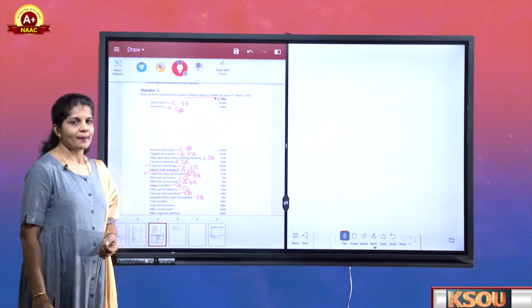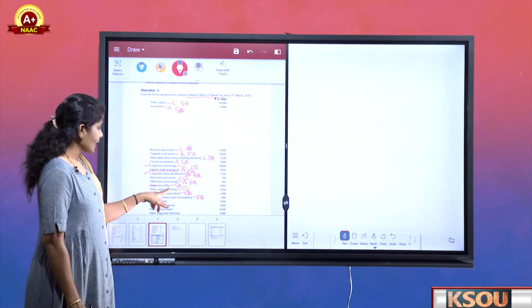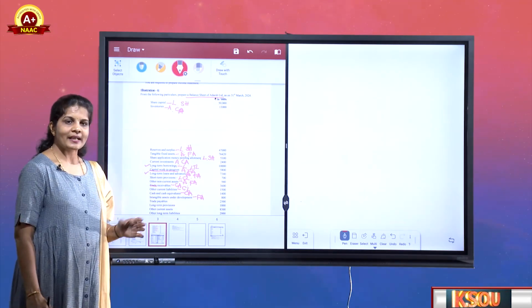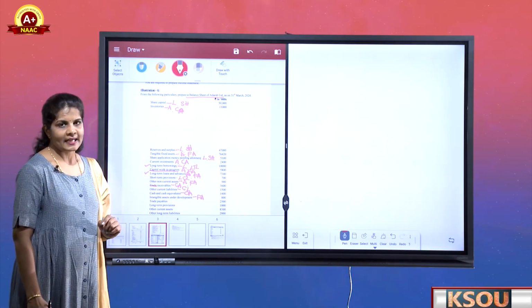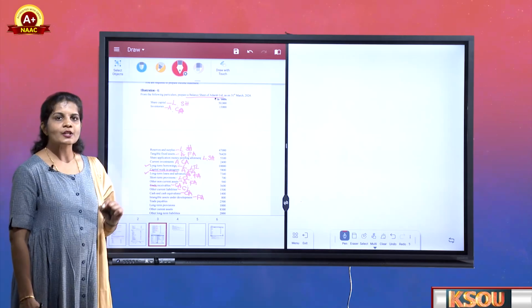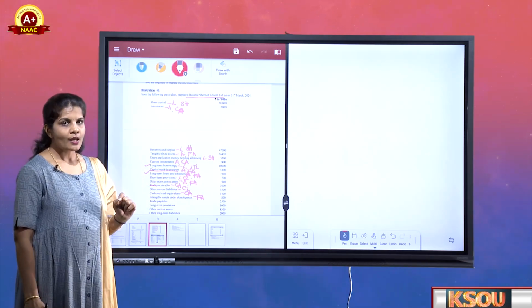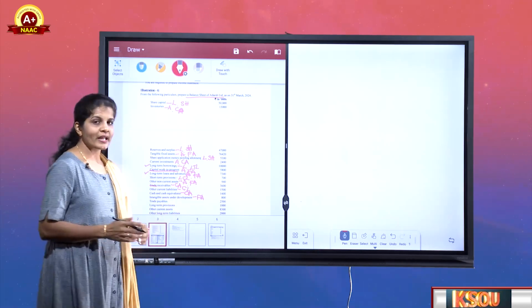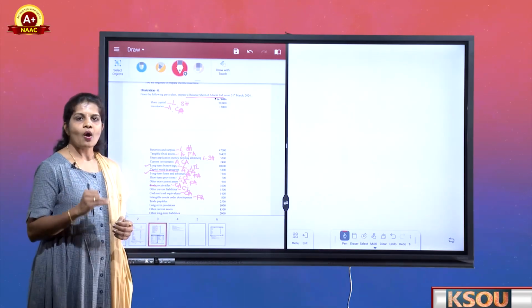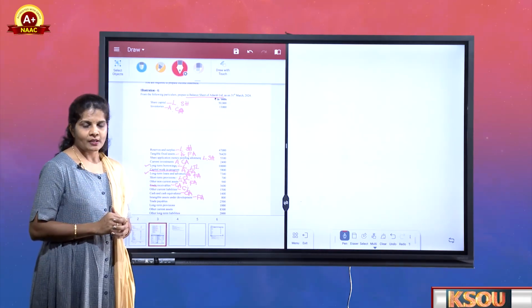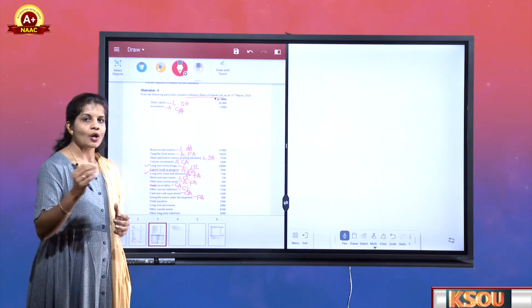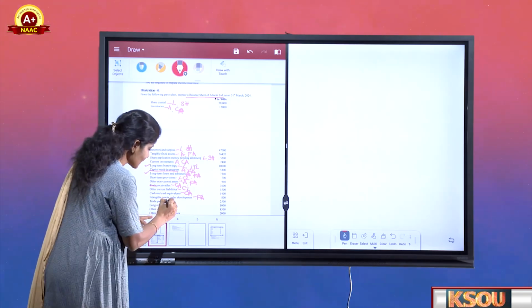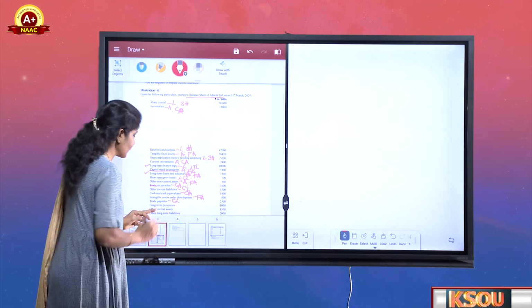Next is trade payable. Like how we consider trade receivable as a current asset, in the same manner trade payable will be current liabilities. Payable means we need to pay to the creditors, to the suppliers. So here trade payables include creditors or bills payable to the suppliers. So this is an item of current liabilities.